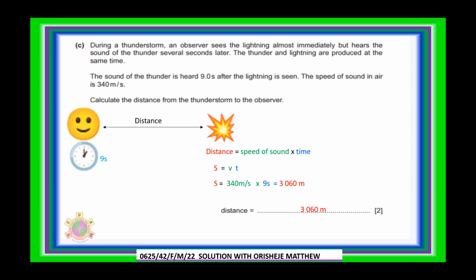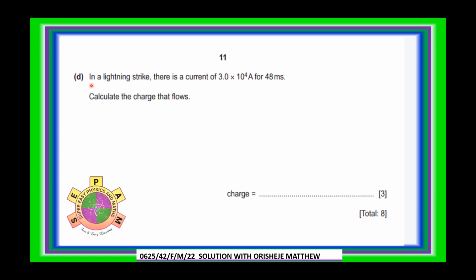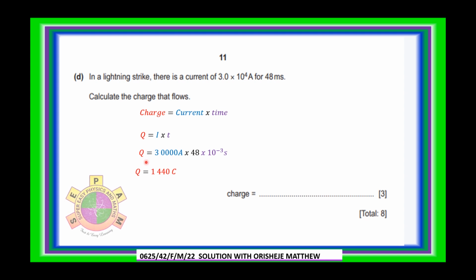In a lightning strike, there is a current of 30,000 amperes for 48 milliseconds. Calculate the charge that flows. So quantity of charge is equal to the current multiplied by time. The only issue you have here is this millisecond, so that means 48 divided by 1000. So substitute that. So we have 1440 coulombs of charge that will flow.